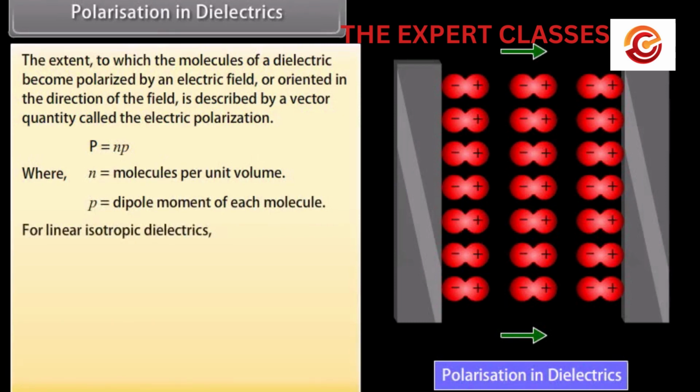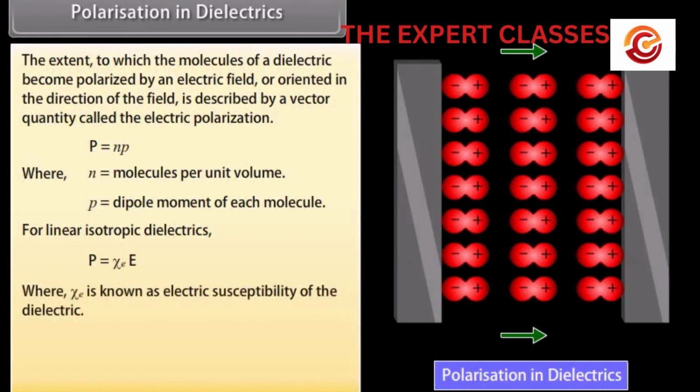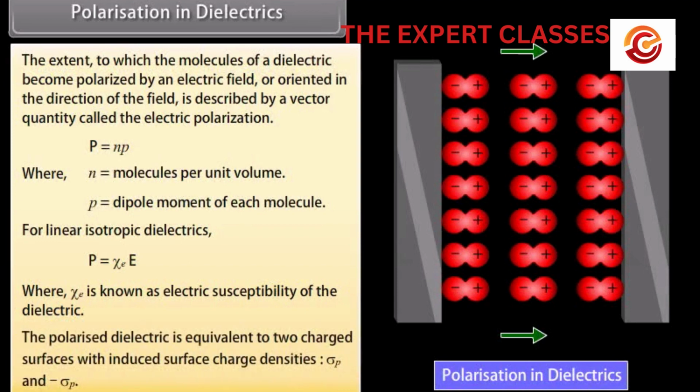For linear isotropic dielectrics, P is equal to the product of Xi and E, where Xi is known as the electric susceptibility of the dielectric. The positive ends of the dipoles remain unneutralized at the right surface and the negative ends at the left surface. The unbalanced charges are the induced charges due to the external field. The polarized dielectric is equivalent to two charged surfaces with induced surface charge densities positive sigma p and negative sigma p.